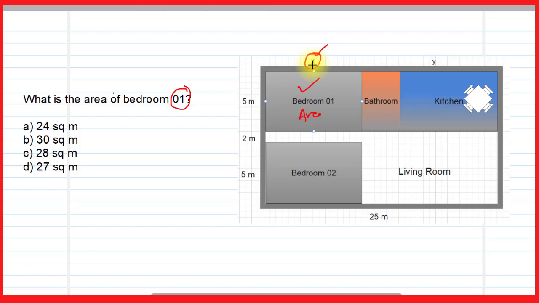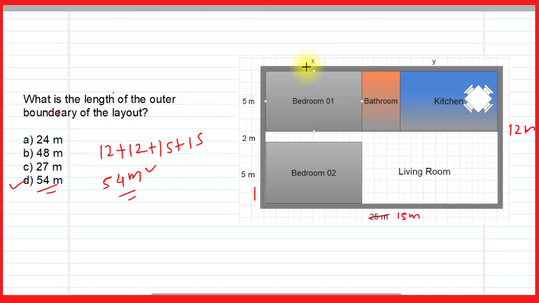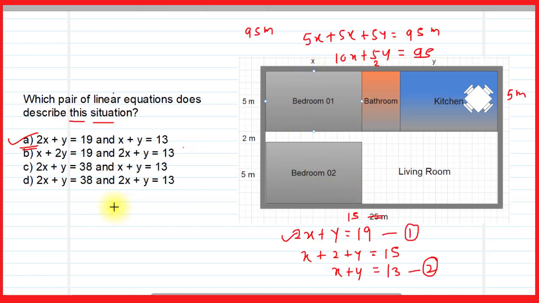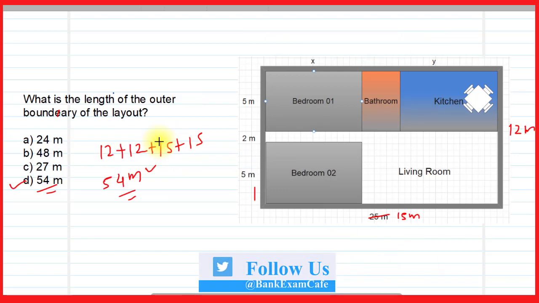So first we will have to find x, and that we can get with the help of the two equations we got in the first question. So here are the two equations that we have got: 2x plus y is equal to 19 and x plus y is equal to 13. Solving these two equations, we can find the value of x and then the area.